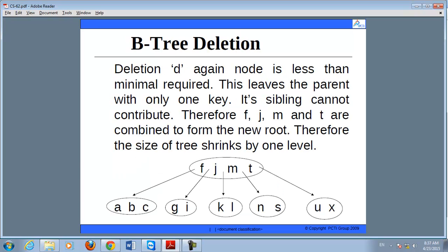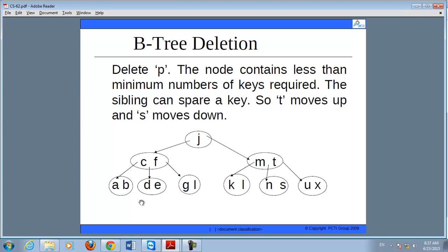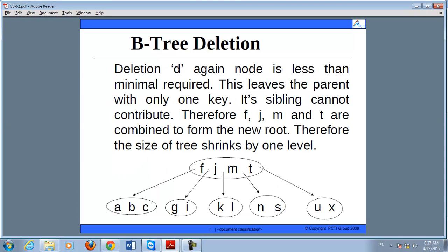Again, deletion of D. If you want to delete D, then what will happen? Again, the node has less than the minimum required. This leaves the parent with only one key, and its siblings cannot contribute. Therefore, F, J, M and T are combined to form a new root. You can see here, F, J, M, T are combined to create a new node.